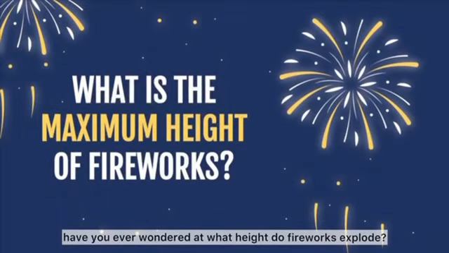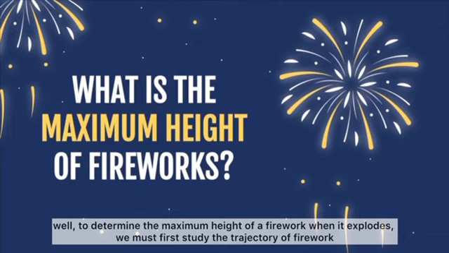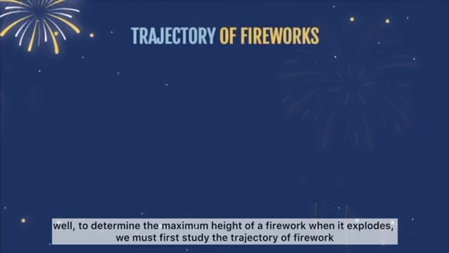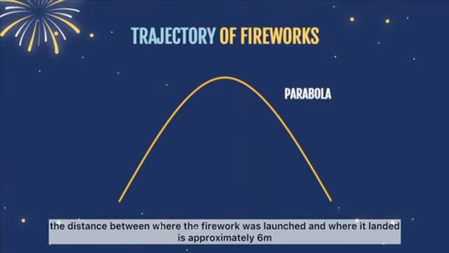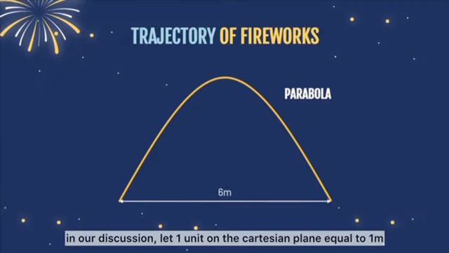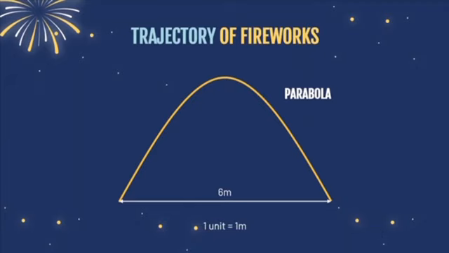Have you ever wondered at what height do fireworks explode? Well, to determine the maximum height of a firework when it explodes, we must first study the trajectory of the firework. The firework's path is a parabola. The distance between where the firework was launched and where it landed is approximately 6 meters. In our discussion, let 1 unit on the Cartesian plane equal to 1 meter.